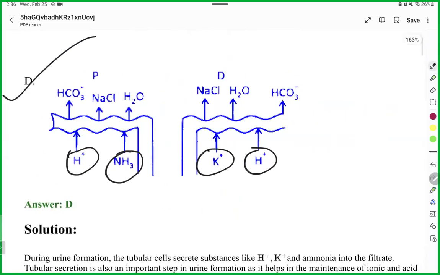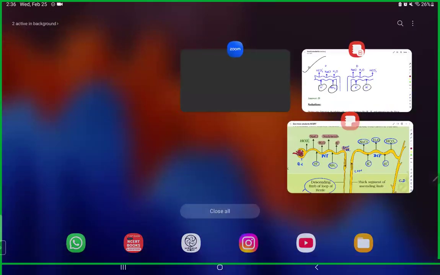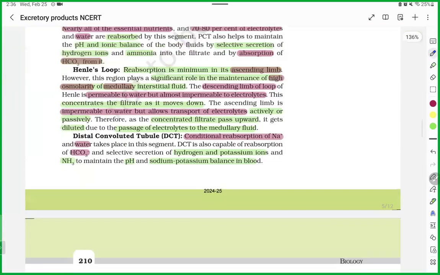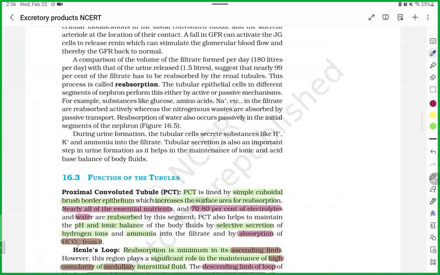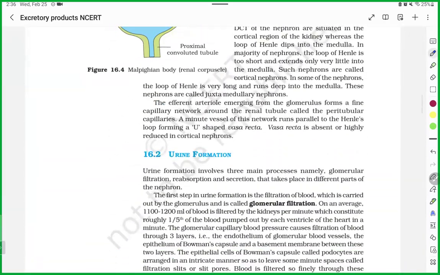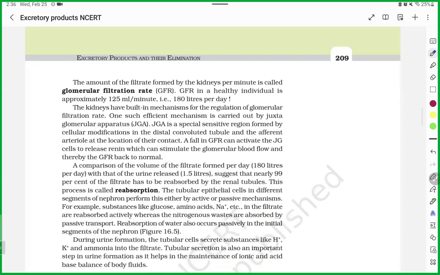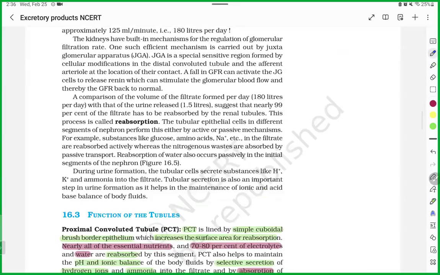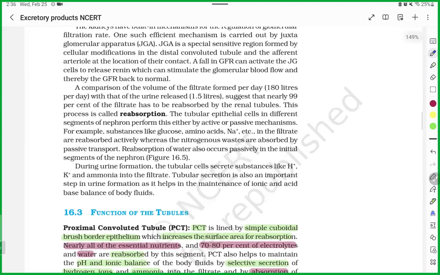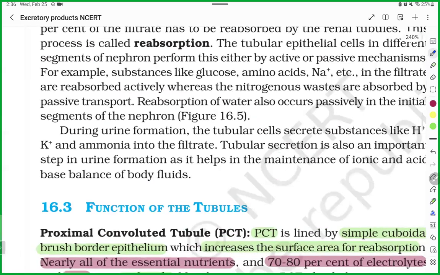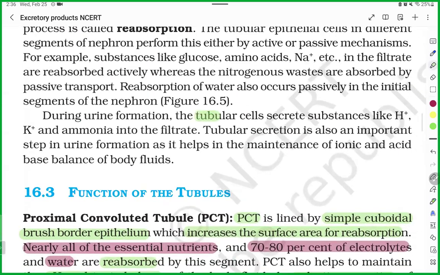No, sir. And the same thing is written in the secretion part also. If you go to the previous topic, the topic name was urine formation. When urine forms, waste material will be produced. Out of the waste material, 99% will be reabsorbed. Something is secreted, and ultimately urine will come out. See here. During the formation of urine, tubular cells, meaning PCT and DCT, will secrete substances like H positive, potassium, and ammonia. Only three things are secreted, as I mentioned.